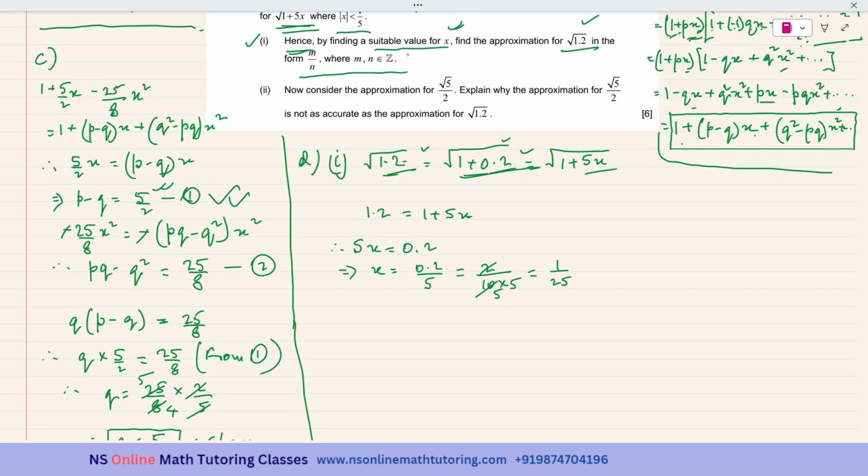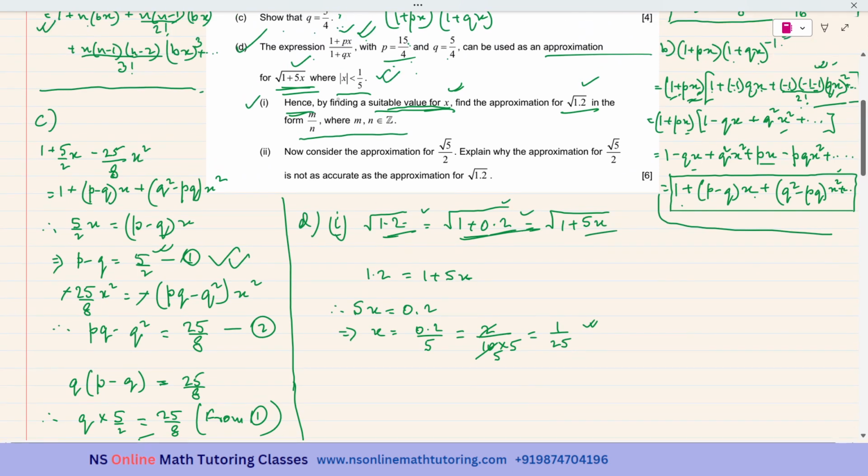They are asking us to find a suitable value of x, and we have found the value of x as 1 over 25. And let us see, they have given one condition, that this can be used as an approximation provided the absolute value of x is less than 1 over 5. And for 1 over 25 and 1 over 5, the numerator is 1 in both the cases. This is 5 and this is 25. 25 is more than 5 and 25 is in the denominator. Therefore, 1 over 25 is less than 1 over 5. So therefore, this condition is valid for x equal to 1 over 25.